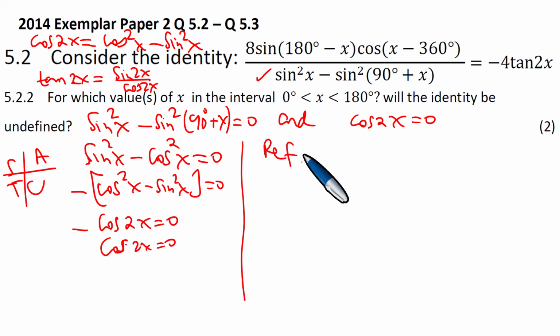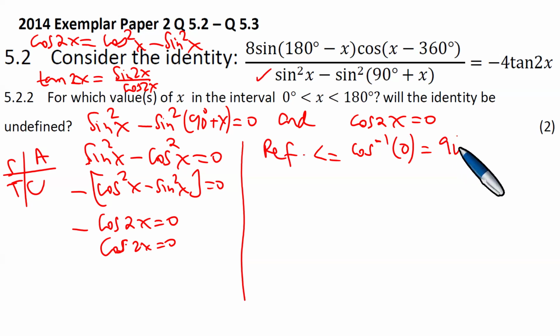First things first, we need to find x between 0 degrees and 180 degrees. So get our reference angle, which is arc cosine of 0, and arc cosine of 0 is exactly 90 degrees. When is the cosine equal to 0? You would agree that in general it would be plus or minus 90 degrees, because the cosine is an even function.